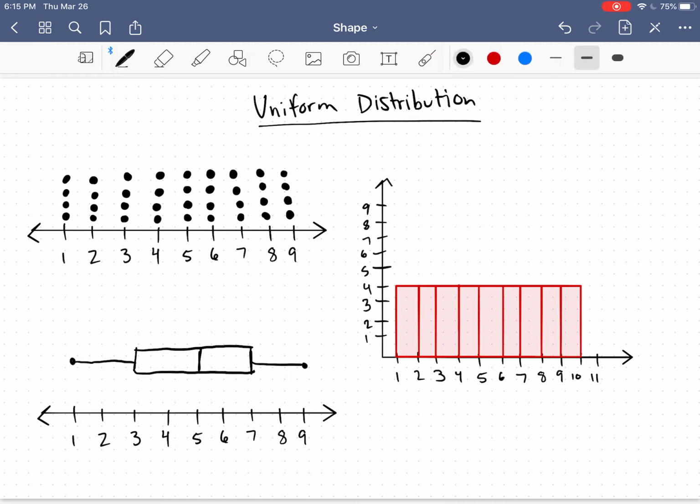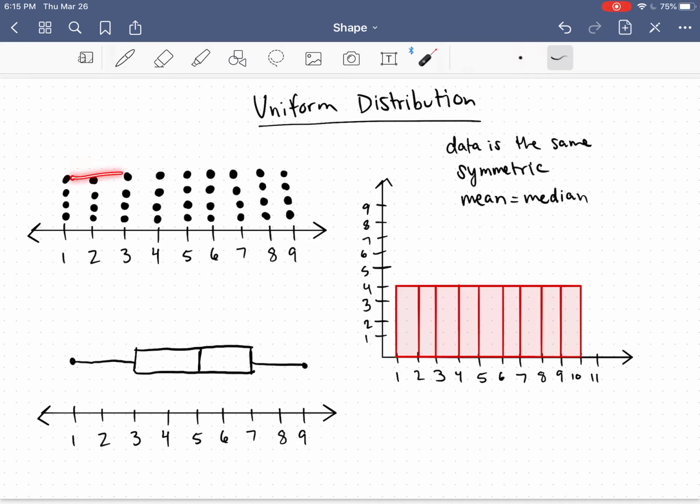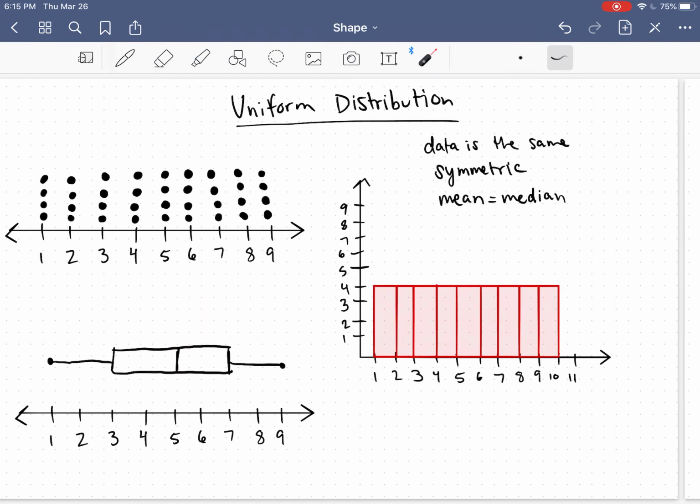Uniform distributions happen when everything is the same. So data is the same. Now, with these, everything is going to be very typical. We still have symmetry happening, so it's still symmetrical. Once again, our mean is going to be equal to the median. So everything is the same height happening here, and we still see that symmetry happening in our box plot.